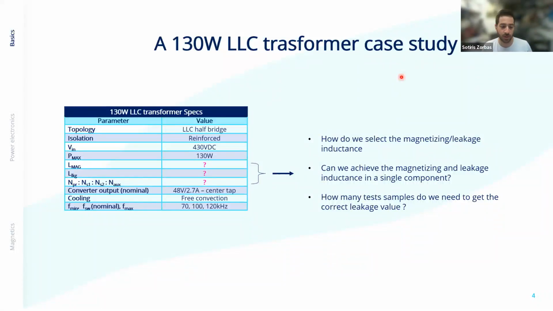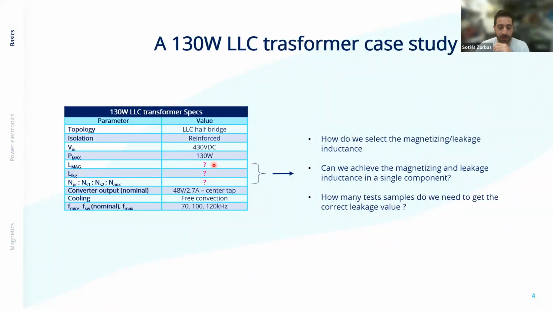So the goal was, the case study was, let's copy that one and let's see the performance of one part versus the other versus Frenetic. But in that case, the magnetizing inductance, the leakage inductance, and the turns ratios were already given to us.